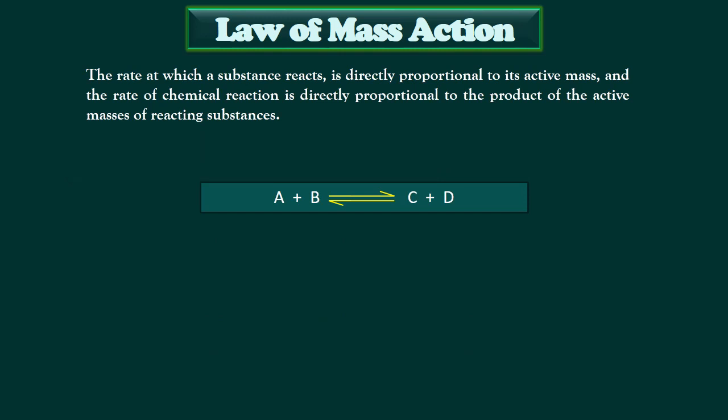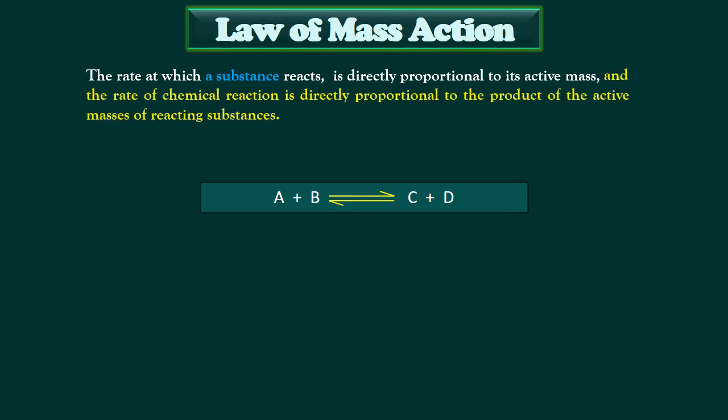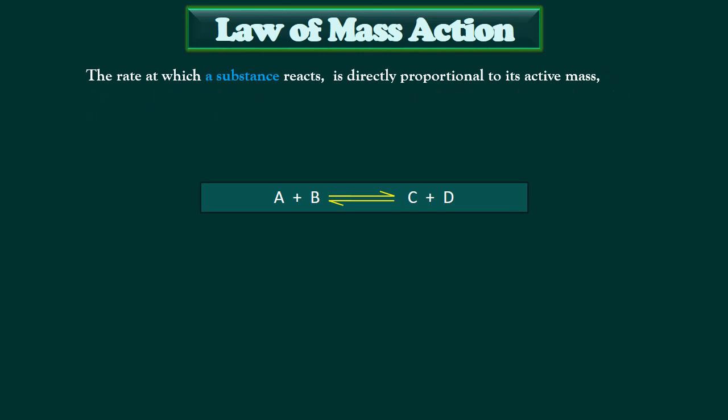So students, look at the statement of the law carefully. You will notice that it has two parts. This is the first part, while the second part is written in yellow. For the time being, I erase the second part and focus on the first part only, which states that the rate at which a substance reacts is directly proportional to its active mass.